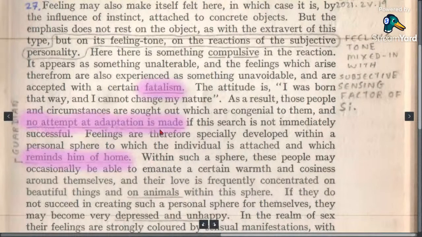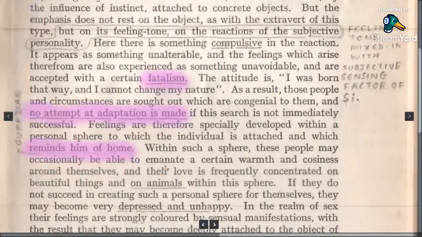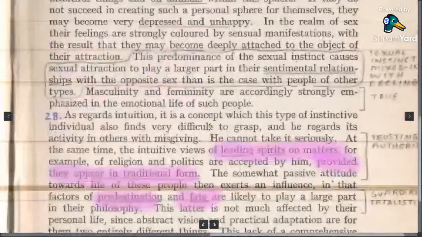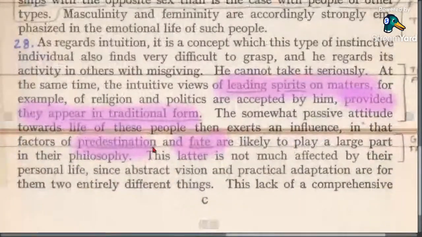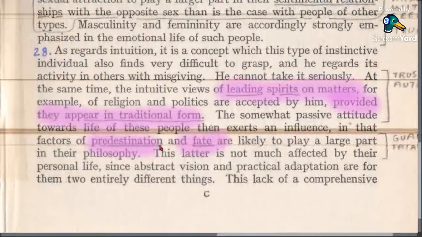Again, no attempt at adaptation is made. Again, sort of opposite of SE. Reminds him of home. Again, that's sort of the SI. And then here, even in NF matters, they're going to go towards, okay, what does the authority say? This is weird, spooky stuff. What does the authority say? That's the first instinct. Leading spirits on matters.